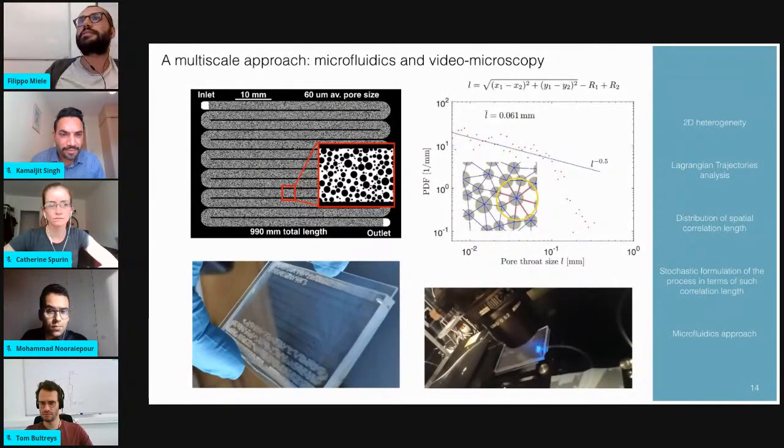Here you can see the scheme of the chip that we employ for our experiment. The total length is a bit less than 1 meter. Again, the pore size has been characterized by the Delaunay triangulation, and it follows a power law distribution for the pore size. Here on the bottom, you have an idea of the size of the chip, which fits in one end. Then we perform the experiment by fluorescence microscopy of both deposition profile and breakthrough curves.